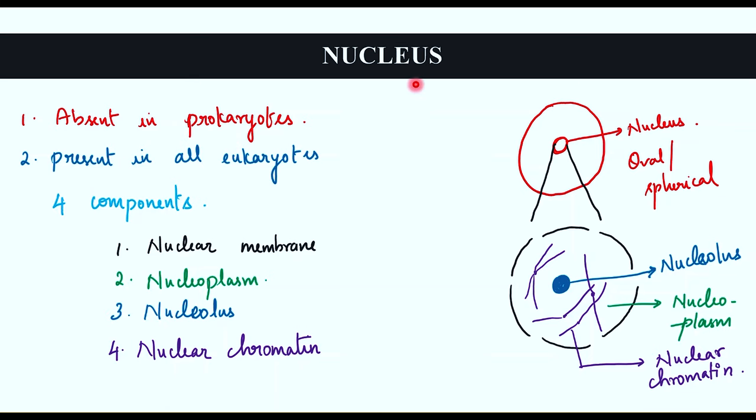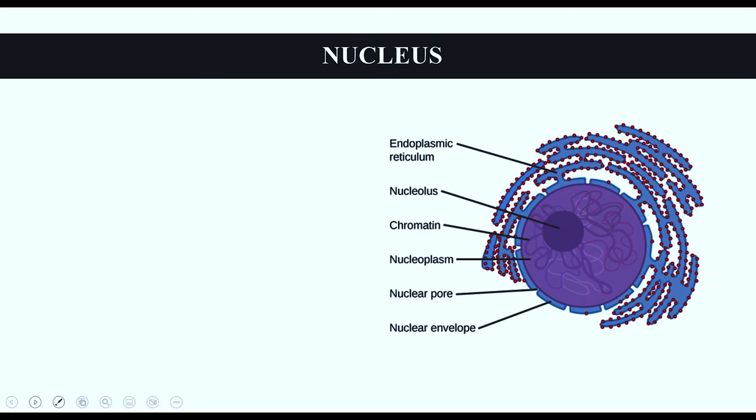So the nucleus is oval or spherical in shape. It is absent in prokaryotes and present in eukaryotic organisms like animals and also plants. Mainly there are four components present in the nucleus. The first is the nuclear membrane, which is the outer membrane of the nucleus, and then the nucleoplasm and the nucleolus. We know where the nucleolus is present, it is present here. And finally, the nuclear chromatin. We are going to discuss these four components in detail. So this is the structure of the nucleus.